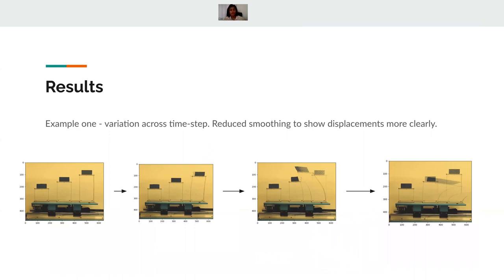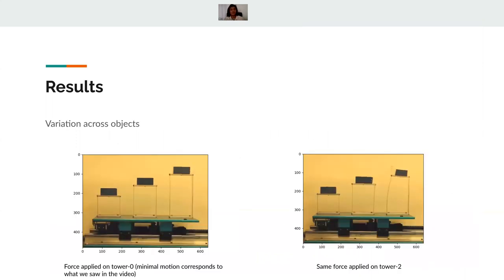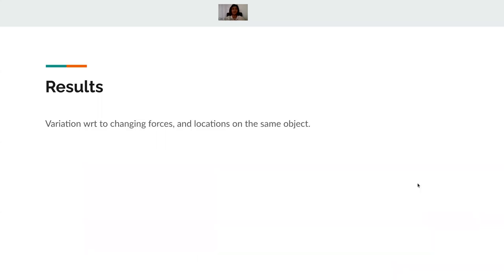So going along the results, we can see this is an example that goes along time steps. On the first time step we have here, then it moves slightly, then it moves a lot more, and here it moves a lot more. We haven't smoothed it to give a better idea of our displacements here. Here we see variations across objects. If we use the same force on tower 0, we see there's very little motion, but when we use it on tower 2, we see that there's a lot of motion.